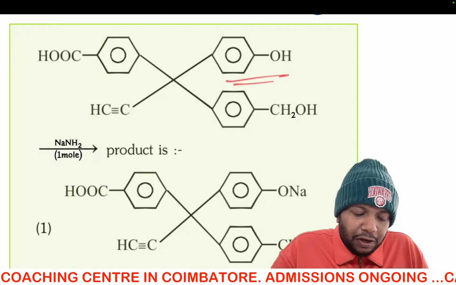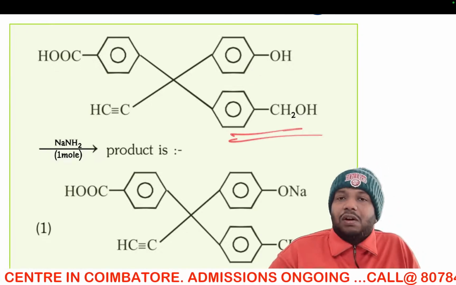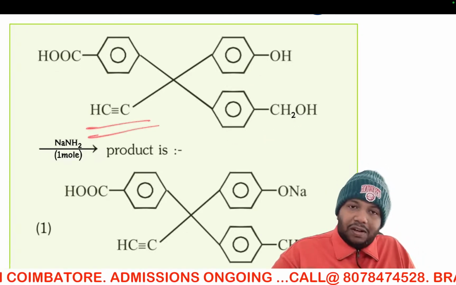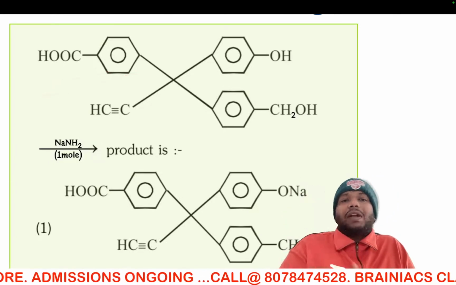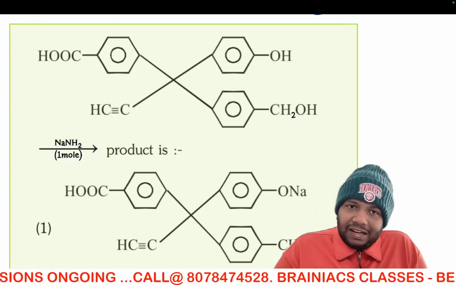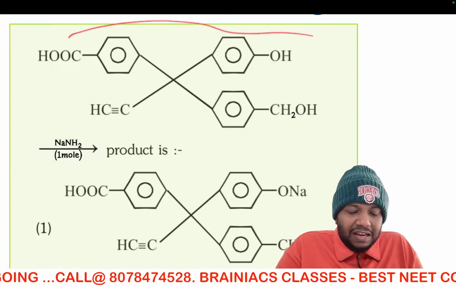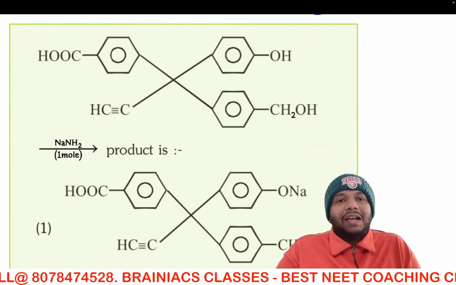They are asking you whether phenol is more acidic, or benzyl alcohol is more acidic, or alkyne is more acidic, or even benzoic acid is more acidic. This is what they are asking you indirectly. So they can create this compound in n number of ways. This is one simple example I am showing.